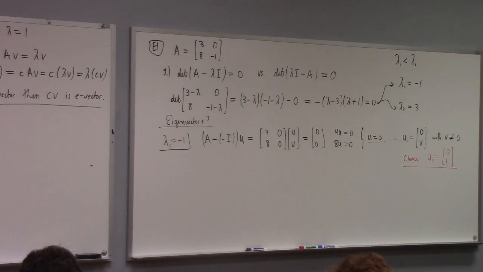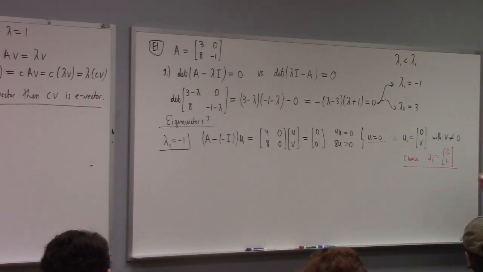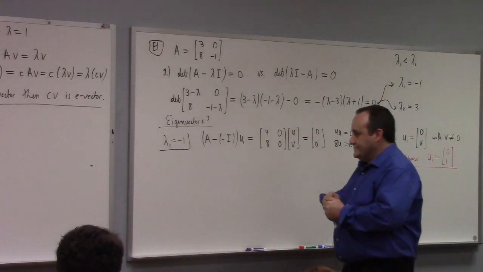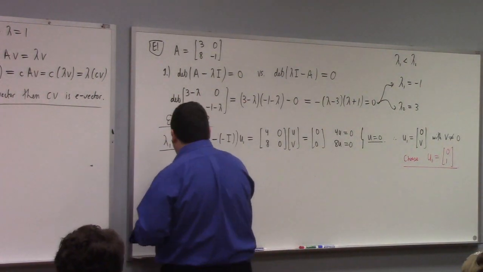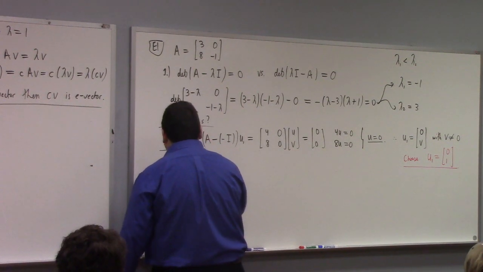Could you make another choice? Absolutely. You've got infinitely many choices to make. There's just one tree you cannot eat the fruit of, and that's the tree of the v equal to 0 fruit. v equal to 0, it's no bueno. That means it's not good. Lambda 2 equal to 3.